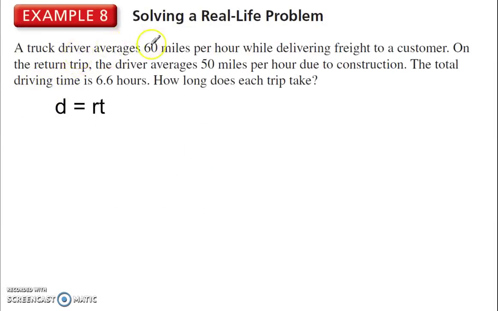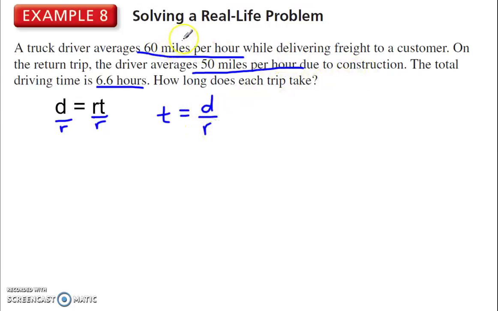Okay, solving a real-life problem with a truck driver. A truck driver averages 60 miles per hour while delivering freight to a customer. On the return trip, the driver averages 50 miles per hour. Due to construction, the total driving time is 6 hours. How long does the trip take? Okay, so we're looking for time. We're going to solve for time, so divide by r on each side. Time is distance divided by the rate.